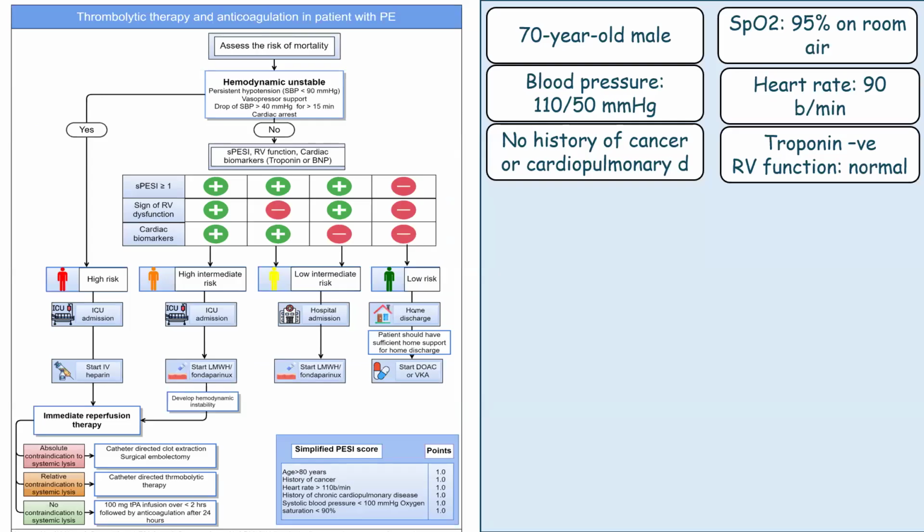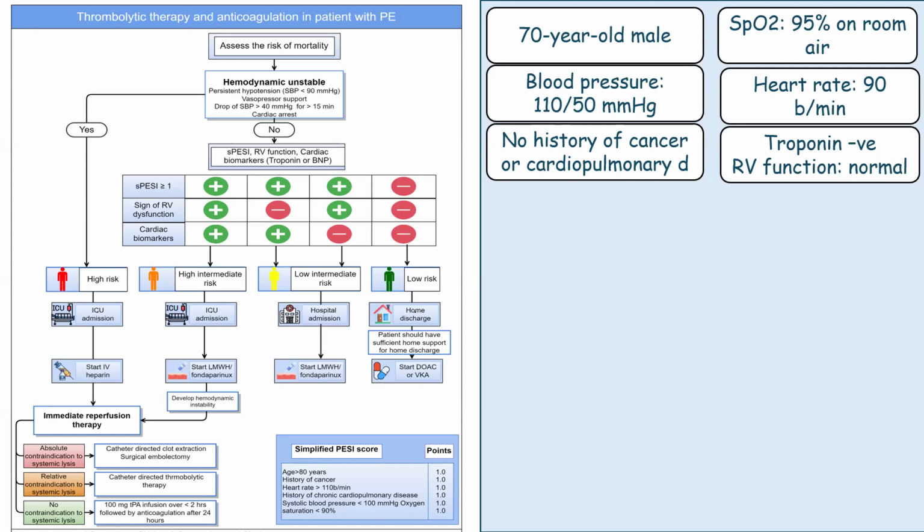Let us take some examples. If we have a 70-year-old male patient, saturation 95% on room air, blood pressure 110 over 50 millimeters of mercury, heart rate 90 beats per minute, no history of cancer or cardiopulmonary disease, both troponin and RV function are negative.